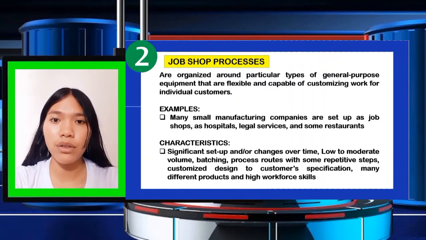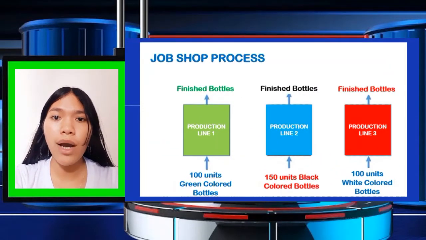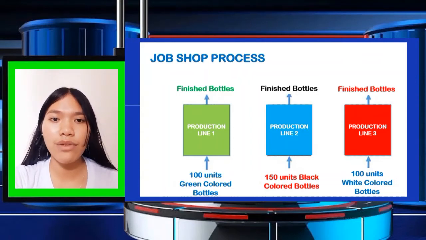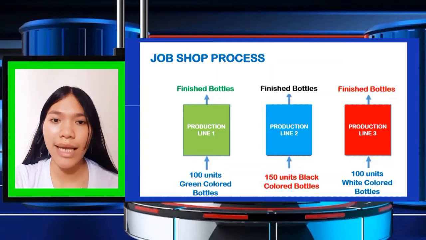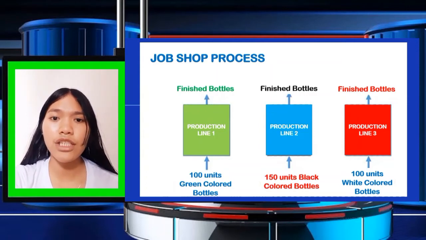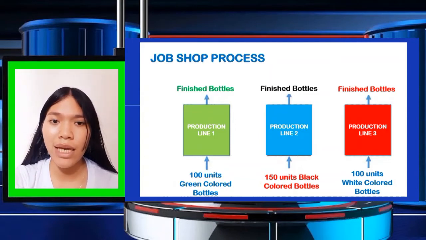So, for example, we have here 100 units of green colored bottles, 150 units of black colored bottles, and 100 units of white colored bottles running through the production at the same time at separate production lines within the same production facility or factory, so that the finished bottles of 3 different colors are obtained separately from the 3 production lines simultaneously. So this is an example of a job shop system.